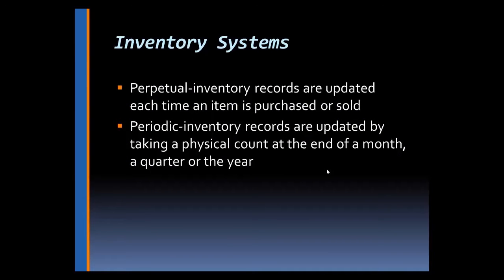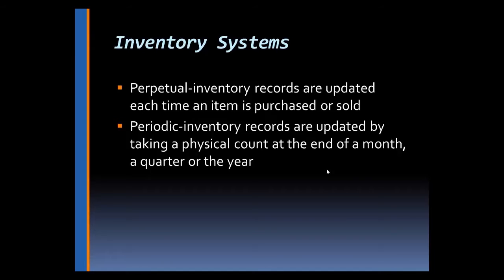So now we're going to talk about inventories. There are two types of inventory systems: perpetual inventories and periodic inventories. This relates to how we record our inventories. If you have a perpetual inventory system and perpetual inventory records, this means that the inventory record for an item in your inventory is updated each time an item is purchased or sold. So you can look at it at any point in time and know exactly what you should have in the warehouse.